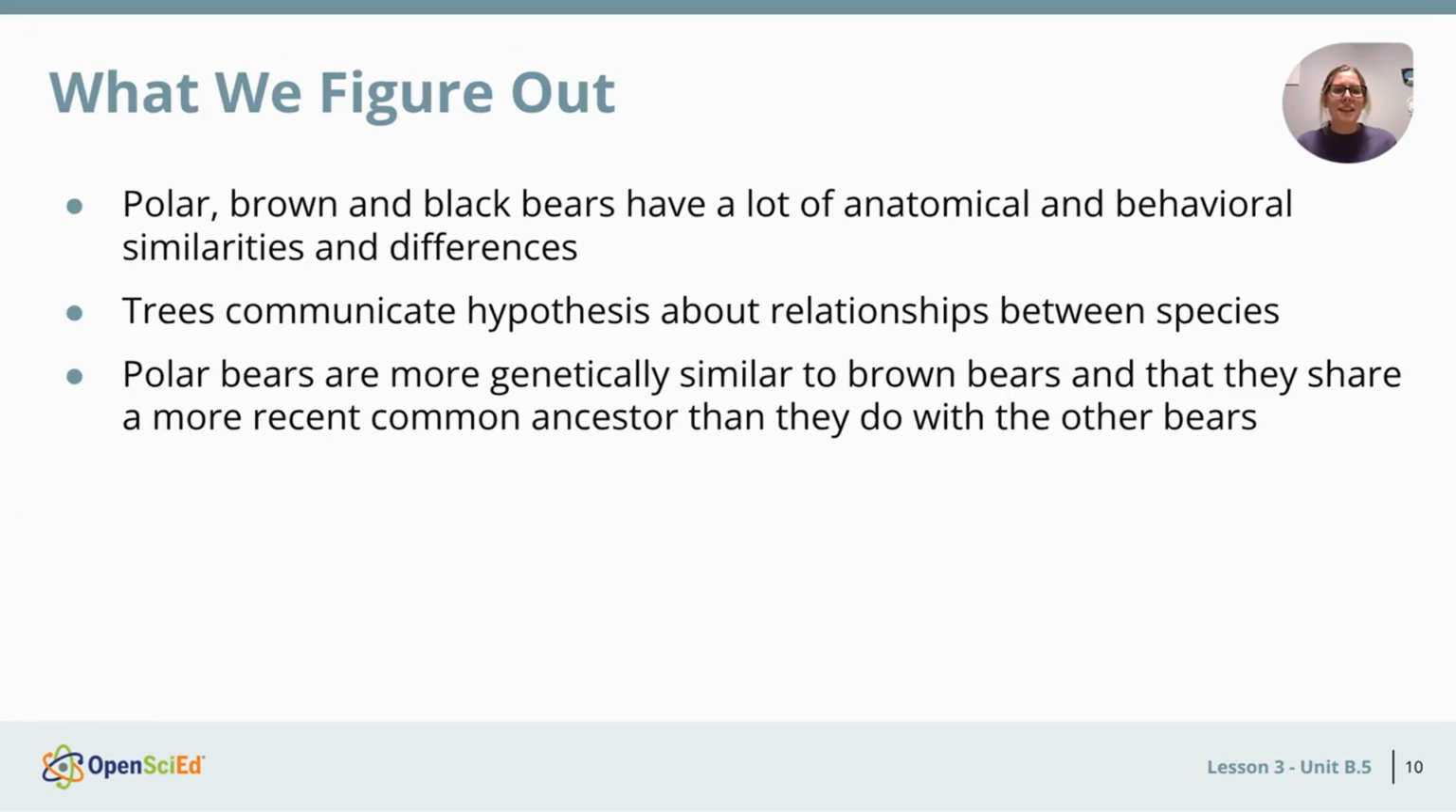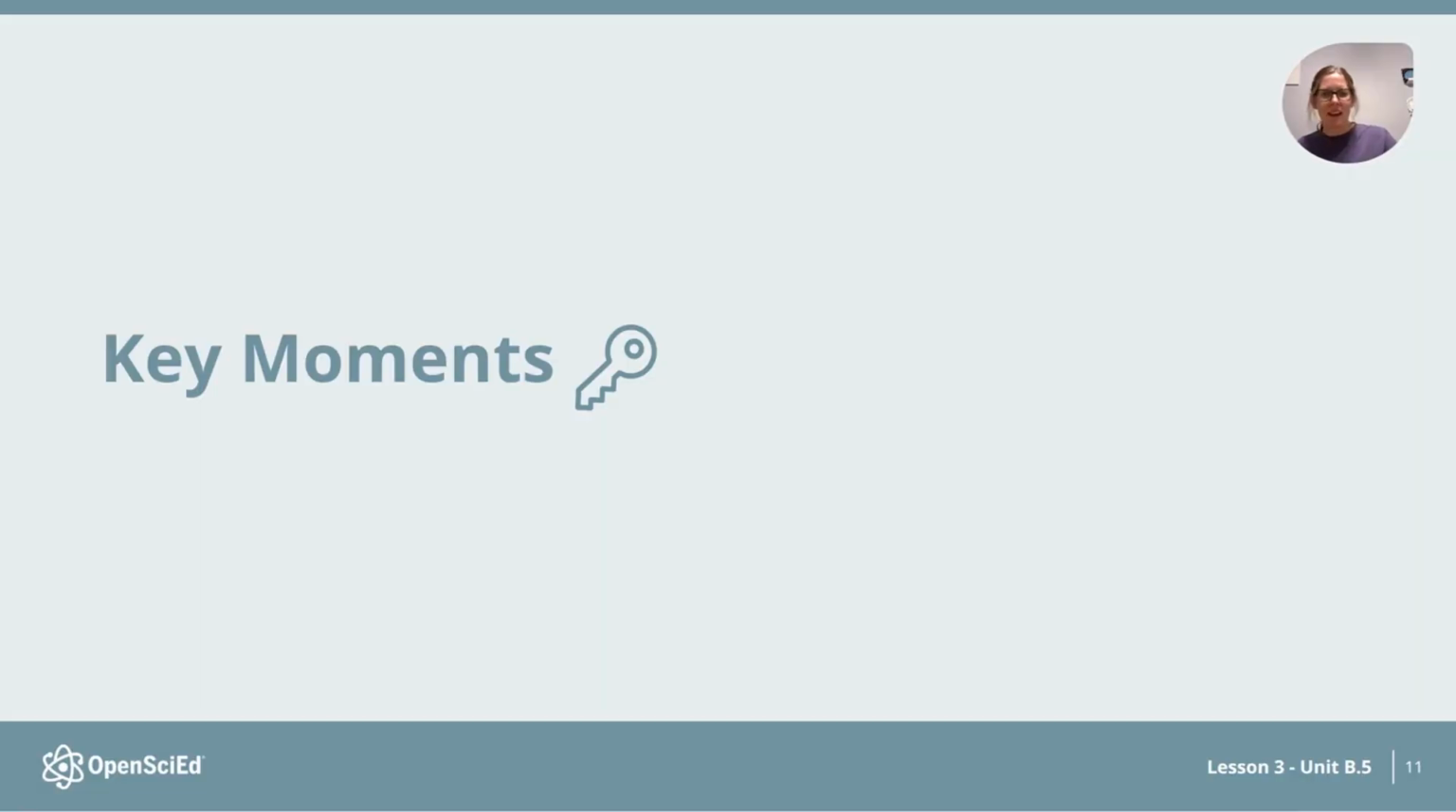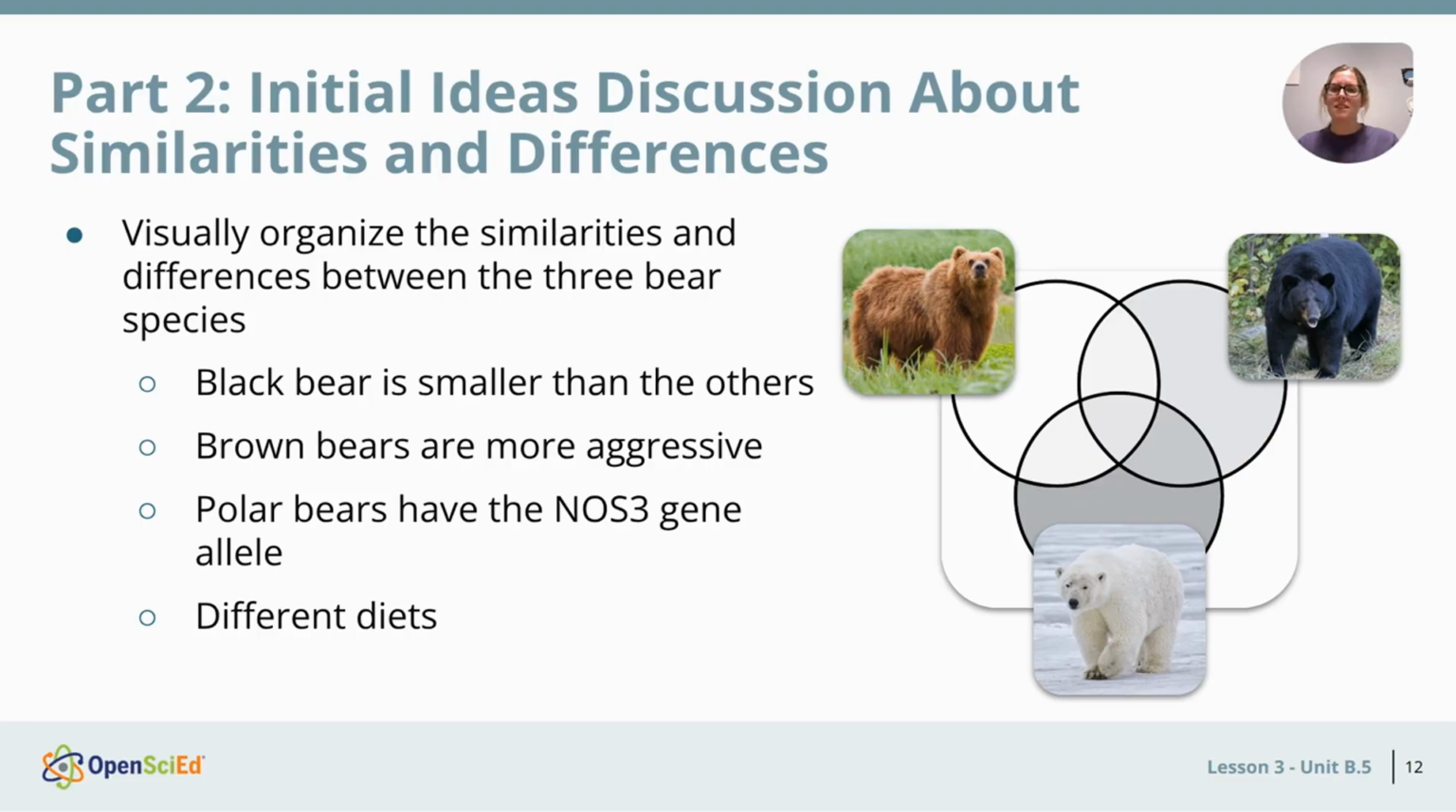All right, through the lesson, these are the 3 key takeaways. Polar, brown, and black bears have a lot of anatomical and behavioral similarities and differences. We can use trees to communicate hypotheses about relationships between species. And polar bears are more genetically similar to brown bears and share a more recent common ancestor with them than with any of the other bear species. All right, the key moments.